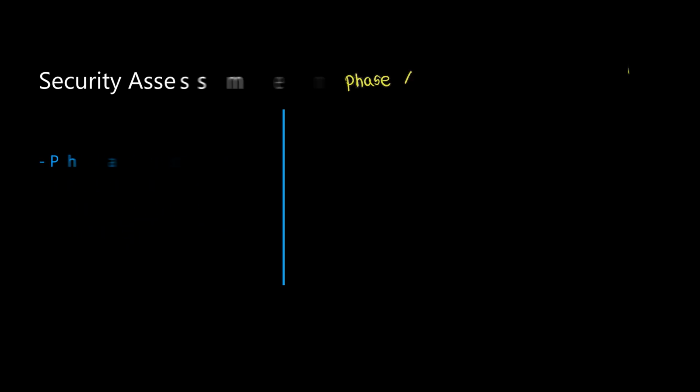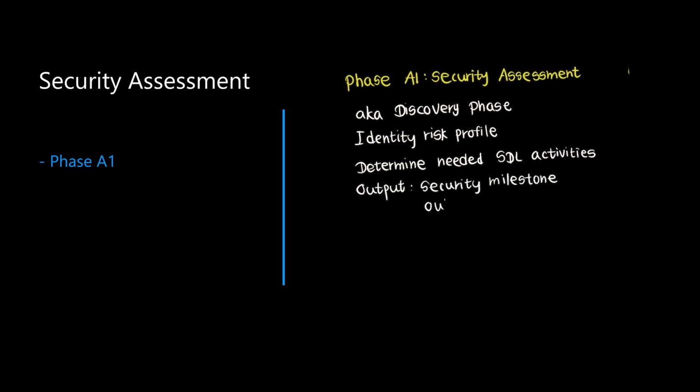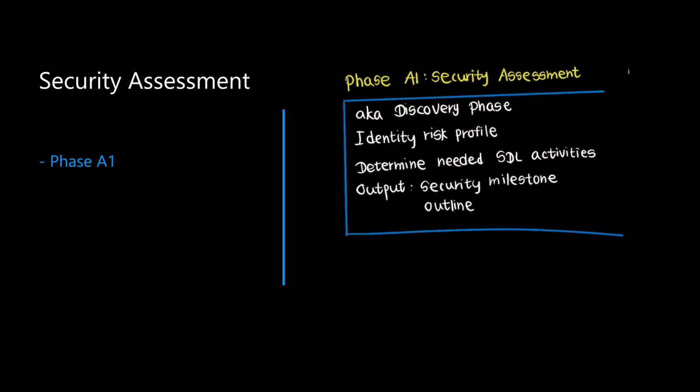Now we arrive at the security assessment phase, which is phase A1 of the SDL. This is where the project team identifies the product risk profile and figures out which SDL activities are needed. Some models call it the discovery phase. The key output is an initial project outline for security milestones that gets integrated into the overall development schedule.